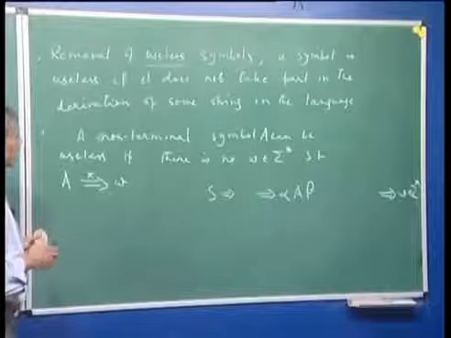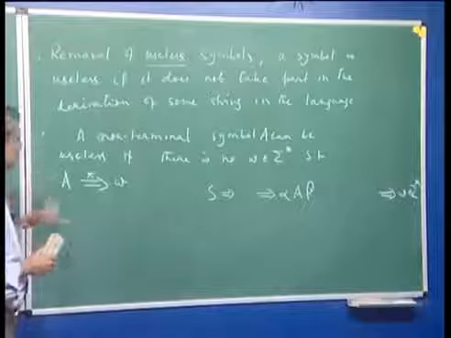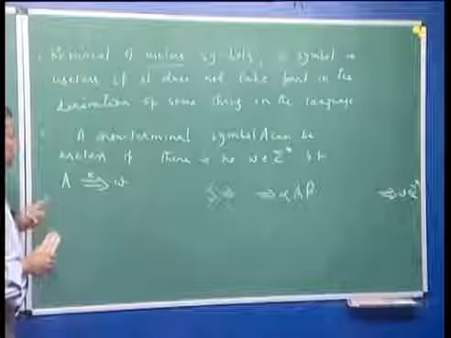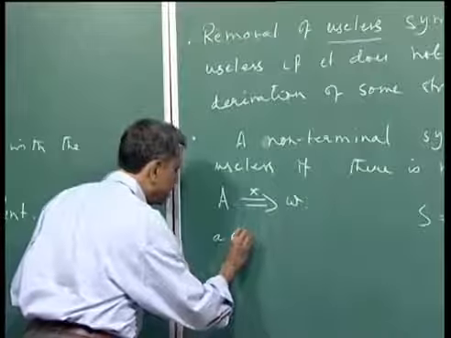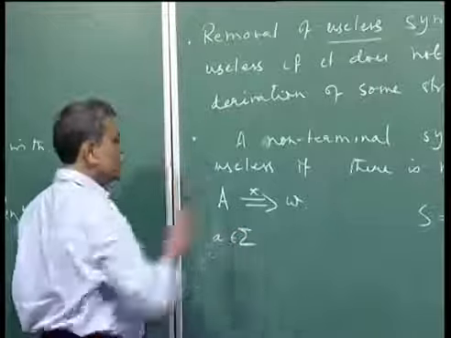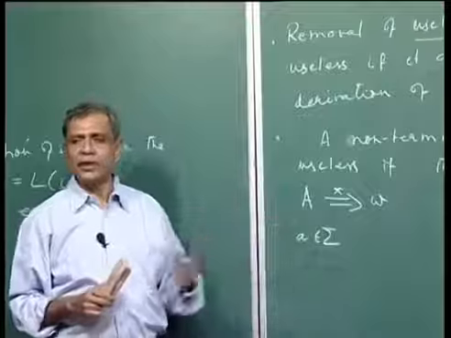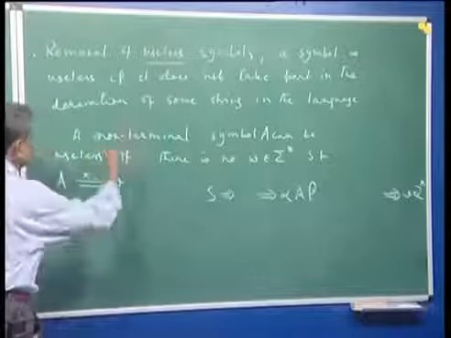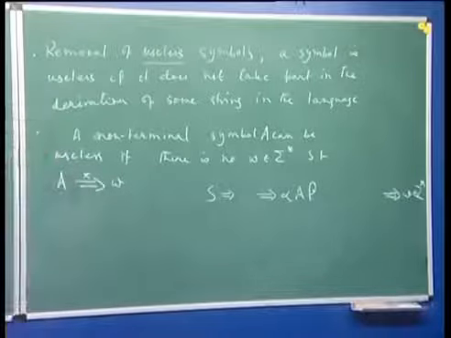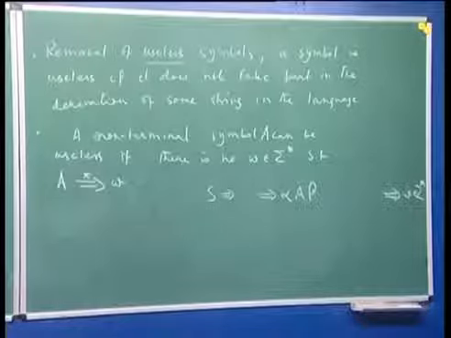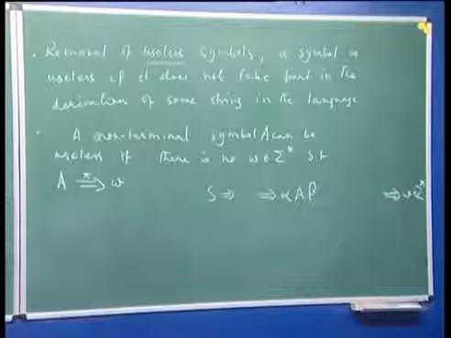Can a terminal symbol be useless in this sense? Can some symbol A in sigma be useless in this sense? Of course not, because A itself is a string over sigma. So, that is why we said a non-terminal symbol A can be useless if there is no string w in sigma star such that this is the situation.